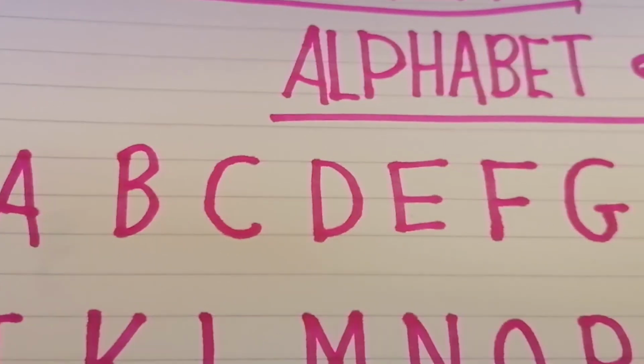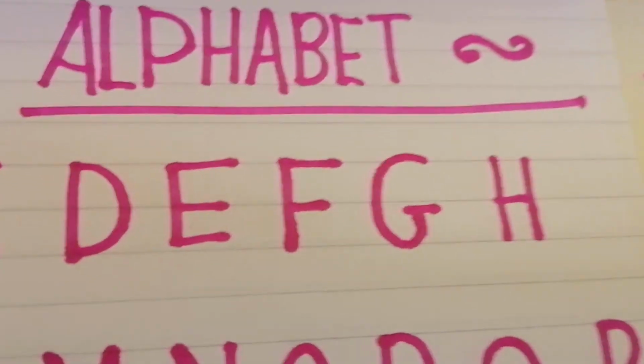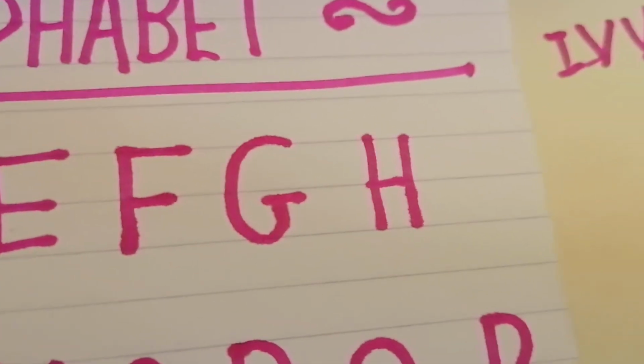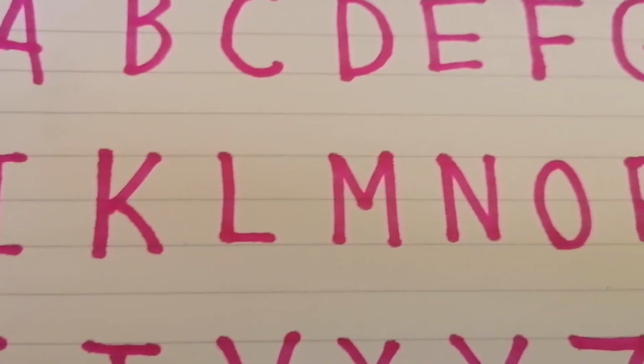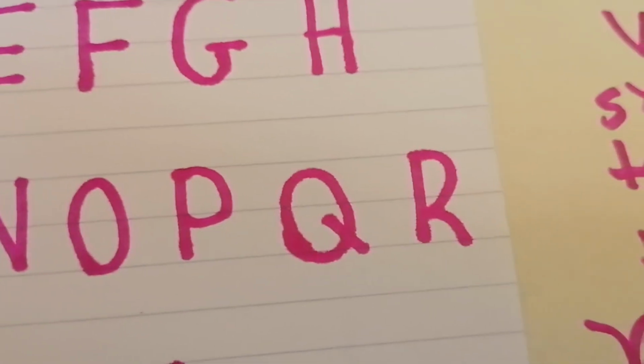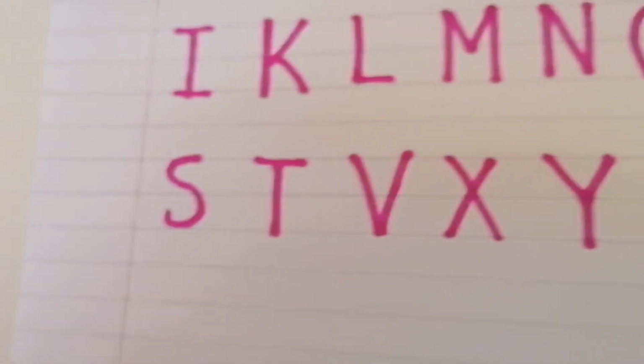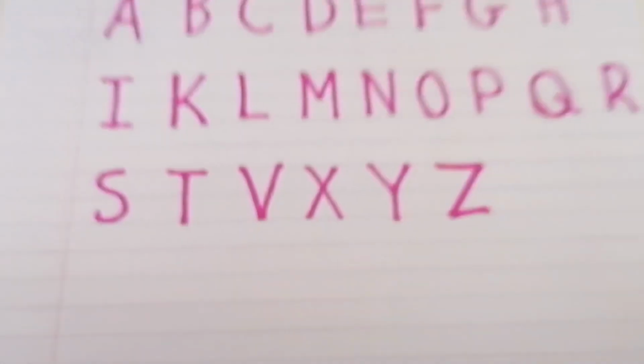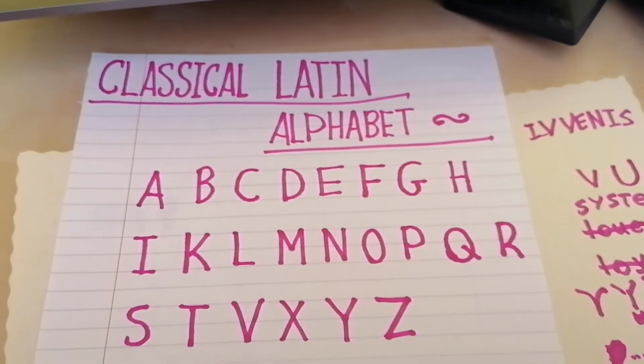Romans. So the letters in order, we have A, B, C, D, E, F, G, H, I, K, L, M, N, O, P, Q, R, S, T, U, X, Y, and Z. And that is the classical Latin alphabet.